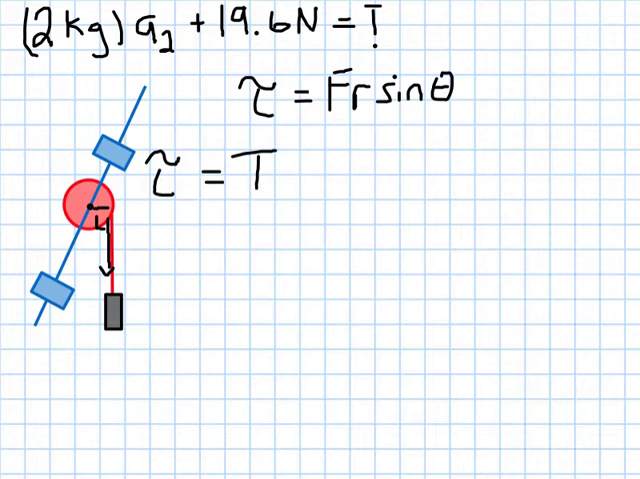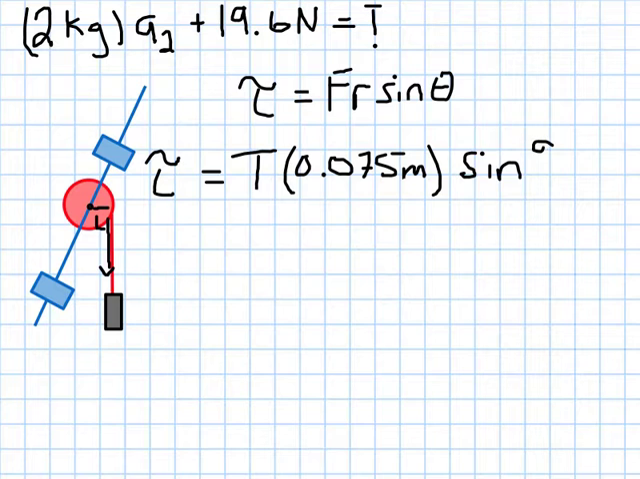So some things are going to simplify here. The torque is going to be the tension times that radius. If we look back at the problem, that was 7.5 centimeters, but we usually want things to be in SI units, so we need to convert that into meters. There are 100 centimeters per meter, so we divide 7.5 by 100, and that will give us 0.075 meters. And then multiply this by sine of 90 degrees. The sine of 90 degrees is just 1, so that simplifies things a bit.